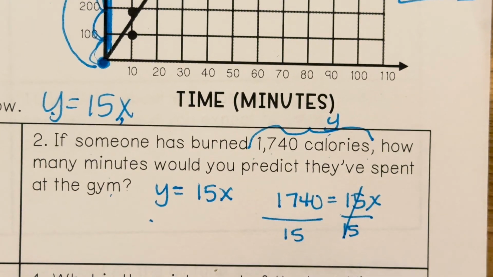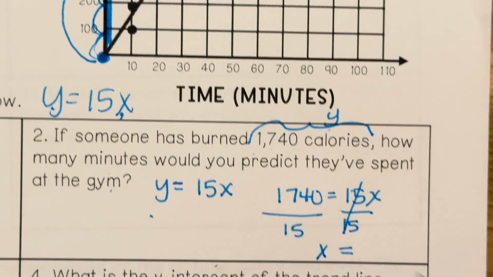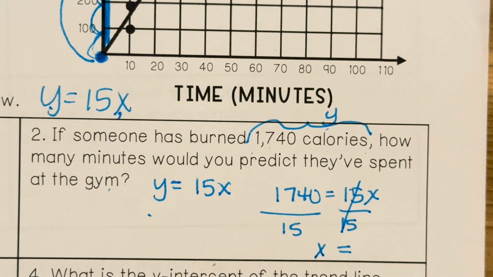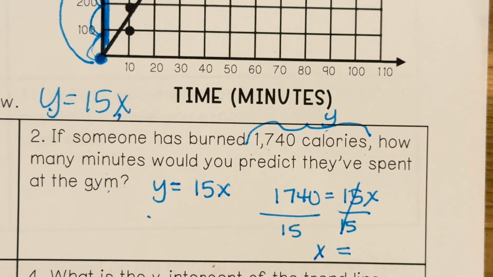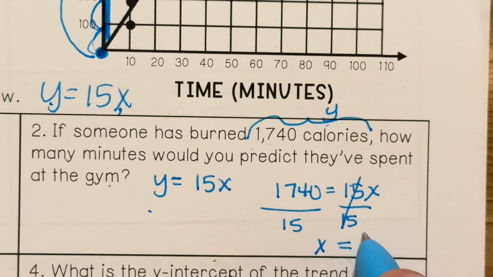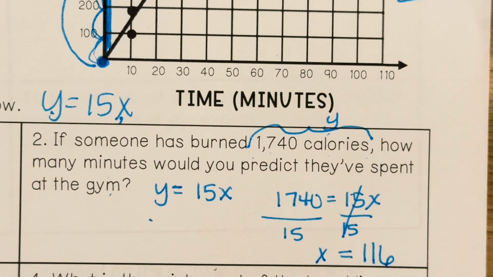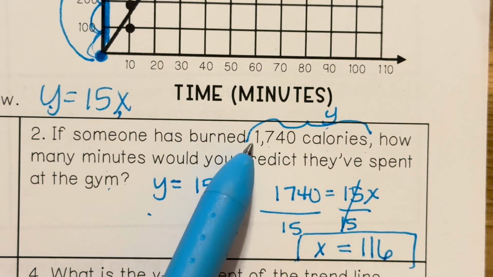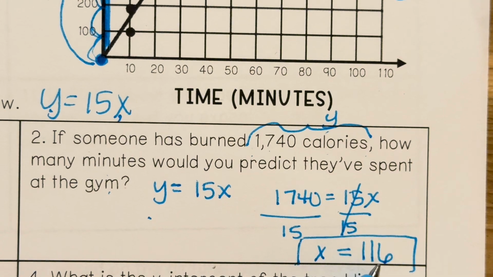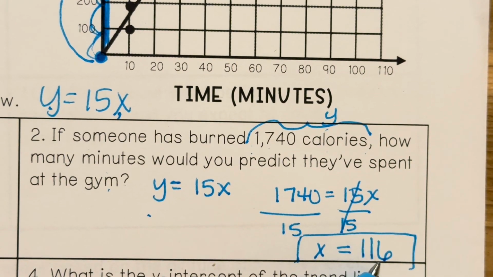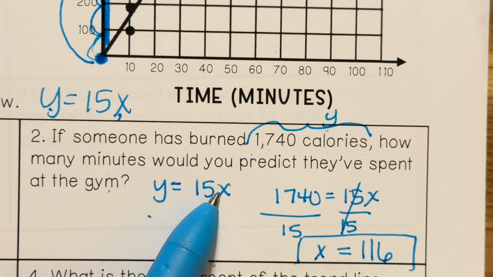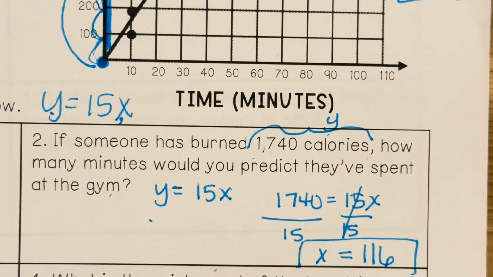That gives me 1. So x is going to be equal to, and you have Desmos, 1,740 divided by 15 is 116. So what that tells me, in order to burn this many calories, I have to work out for 116 minutes. Remember, y is the total number of calories, x is the number of minutes.